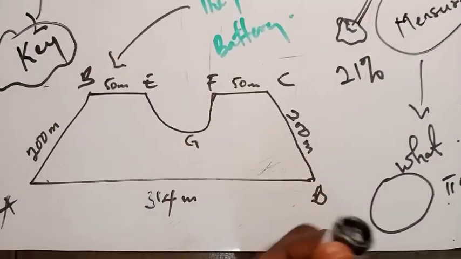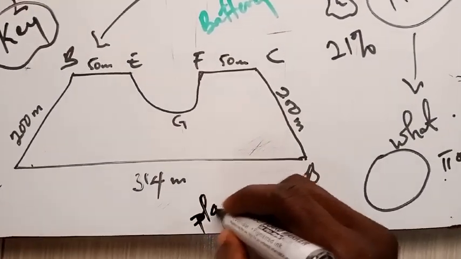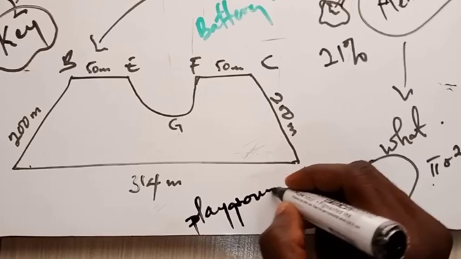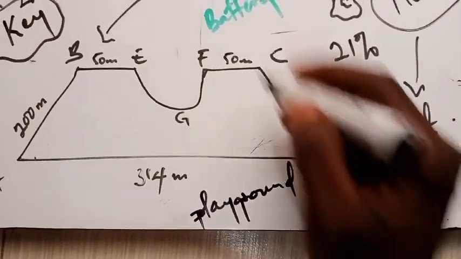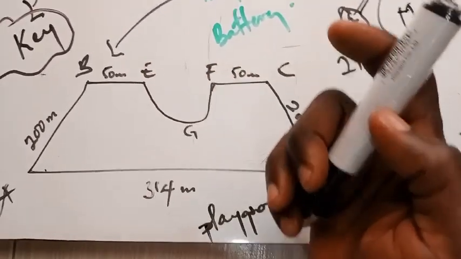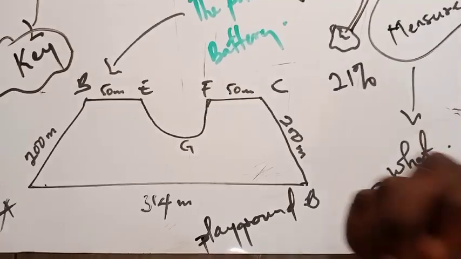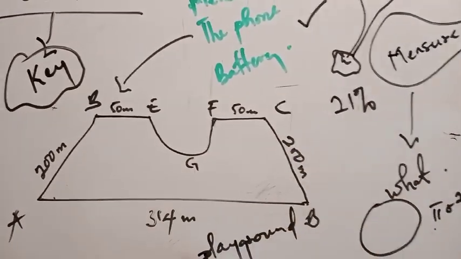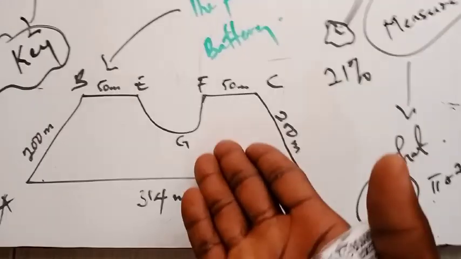So this is a playground, right? This is a playground according to the question that I'm having here. So a playground, this is how the shape looks like. You cannot decide to say, okay, let me have my playground go like this or go like that. It depends on the shape of the land that you are having. This is how they got it.